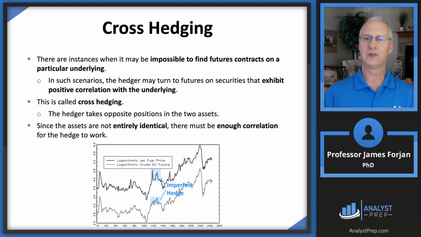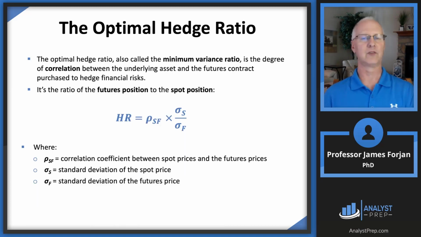And of course, as good financial risk managers, we can't just look at something and say, oh, that's probably close. No, we're going to put on our gloves and we're going to get out our statisticians' tools and we're going to calculate correlations to make certain that this cross hedge is going to work. Now, what that means is that we've got to come up with some kind of a hedge ratio. And there's a good formula there in the middle. That rho sub SF is the correlation coefficient between spot prices and futures prices.